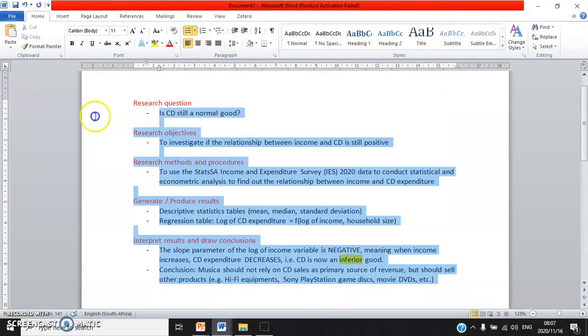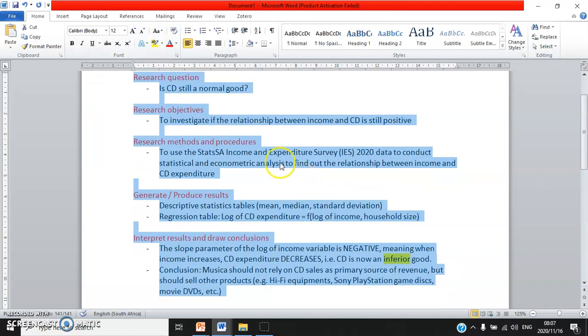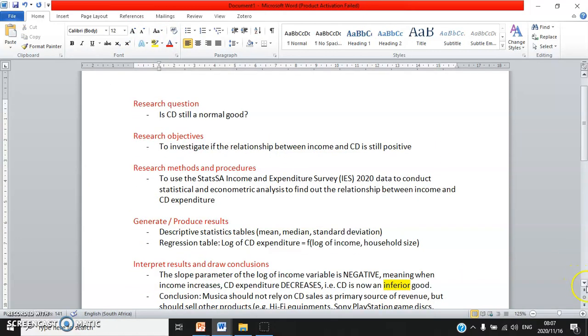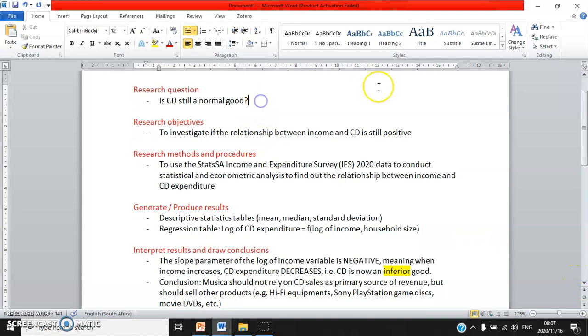Okay, I think I should enlarge the font size a bit. Okay, this is an example. Research question. Maybe I want to know, is CD still a normal good? Do you still remember the meaning of a normal good? It means the higher your income, the higher the expenditure on a good, a positive relationship between income and expenditure. Okay, so is CD still a normal good? Meaning if you earn more, you earn high income, you are going to spend more on CD. I doubt CD is still a normal good these days. People might just download MP3 clips. Okay, so this is my research question. So it must end with a question mark.